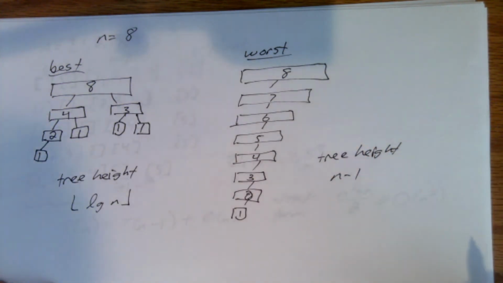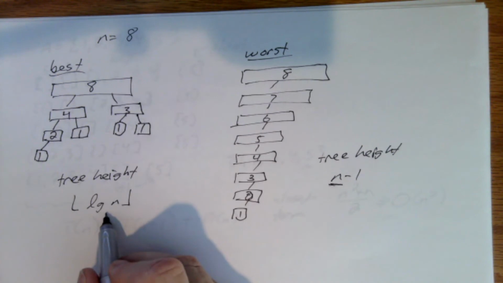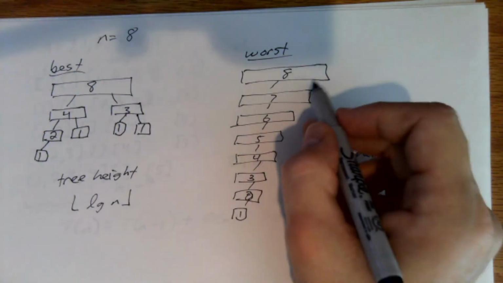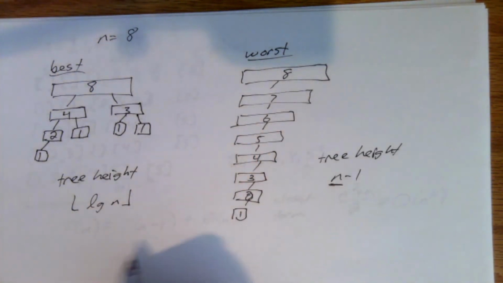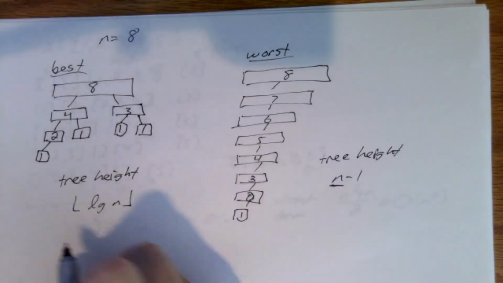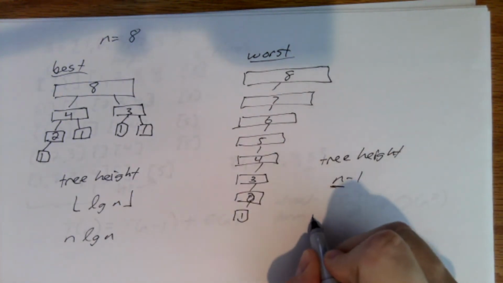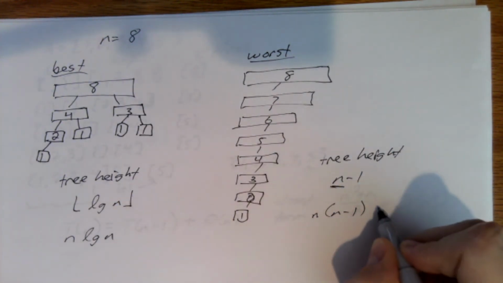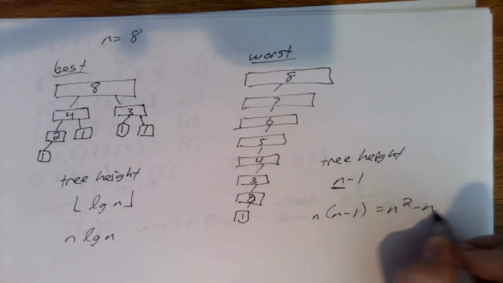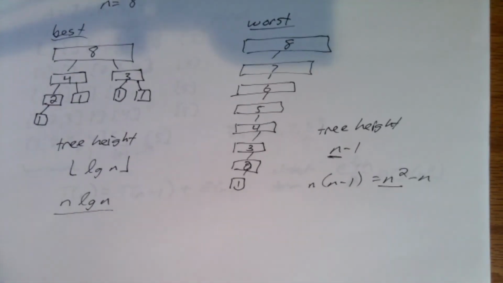N minus 1. So the dominant term here is n versus this. And then we have a cost associated with each of these. So if there's a cost of n associated with each row, that's where we get the n log n. And here we get the n times n minus 1, which is n squared minus n. That's dominant. That's it right there. That's basically the way it works out. So that's best case and worst case.